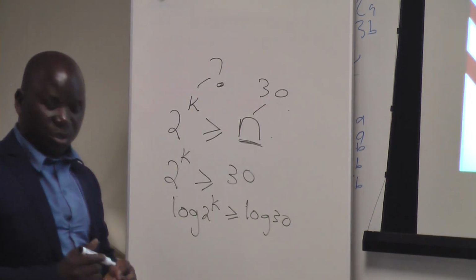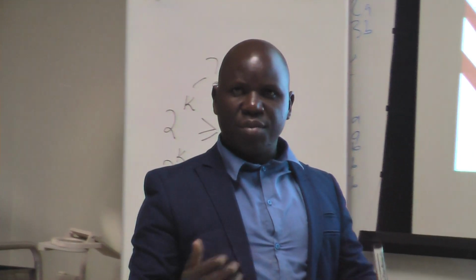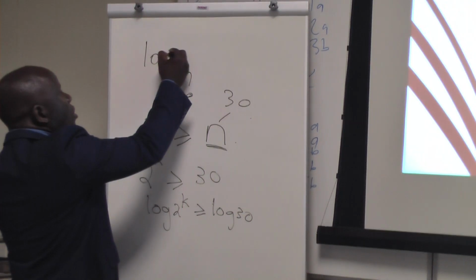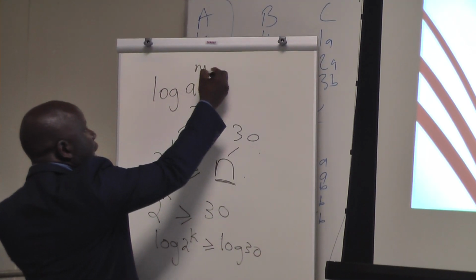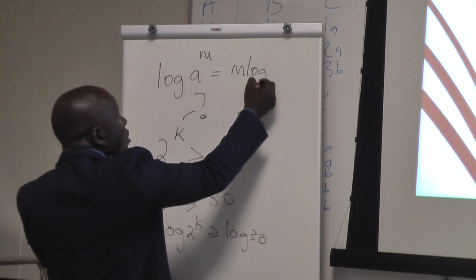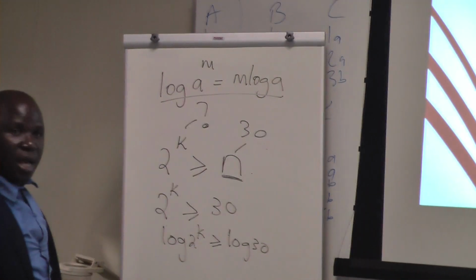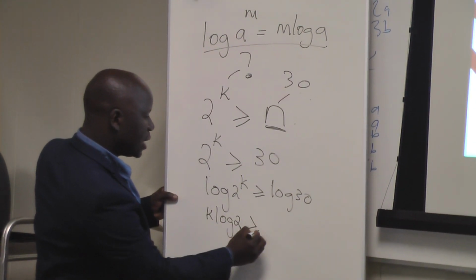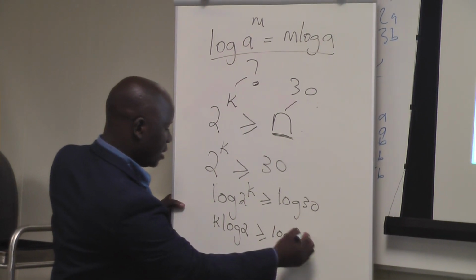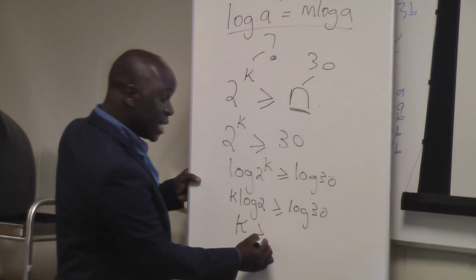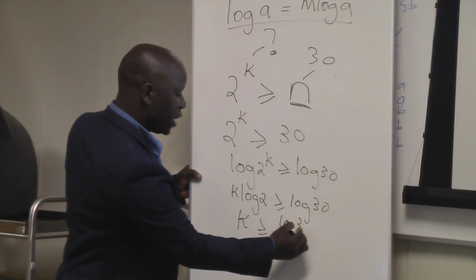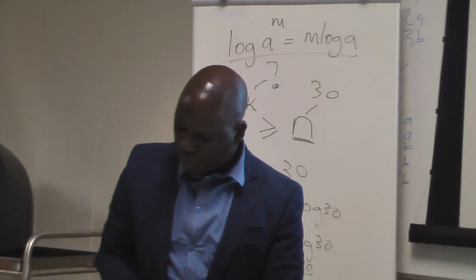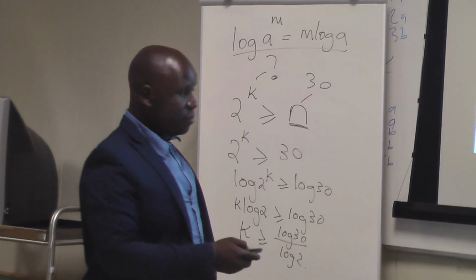In which case, you know the laws of logarithm. Log of a number a to the power m is the same as m times log of a. This is the assumed knowledge. So here you will have k log 2 is greater or equal to log 30. In which case you get k must be greater or equal to log of 30 divided by log of 2. And you know how to get this from your calculator. You just punch that in your calculator.